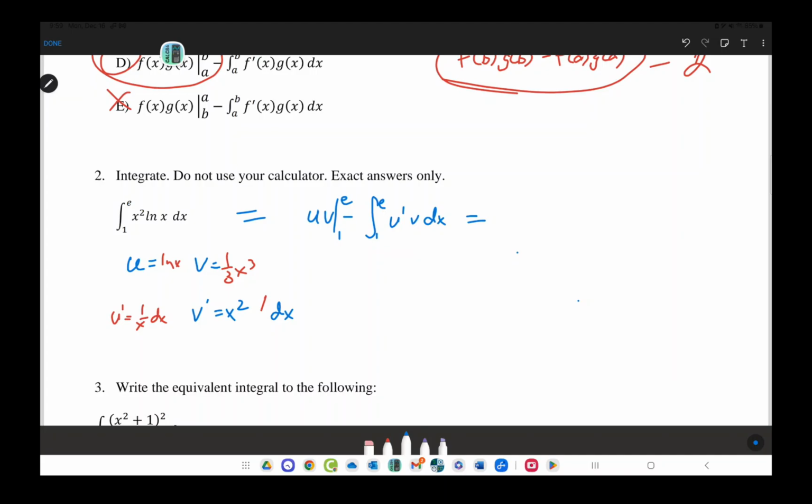So let's plug in my u, my v, my u prime, my v. u is natural log of x times v, which is 1/3 x cubed, from 1 to e, minus the integral from 1 to e of 1 over x times 1/3 x cubed dx.